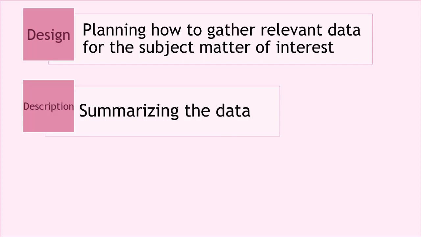Description. As I explained in the previous video, description means summarizing and extracting useful information from data. Basically, the description gives us an overview of the data. A commonly used example of description is the mean.